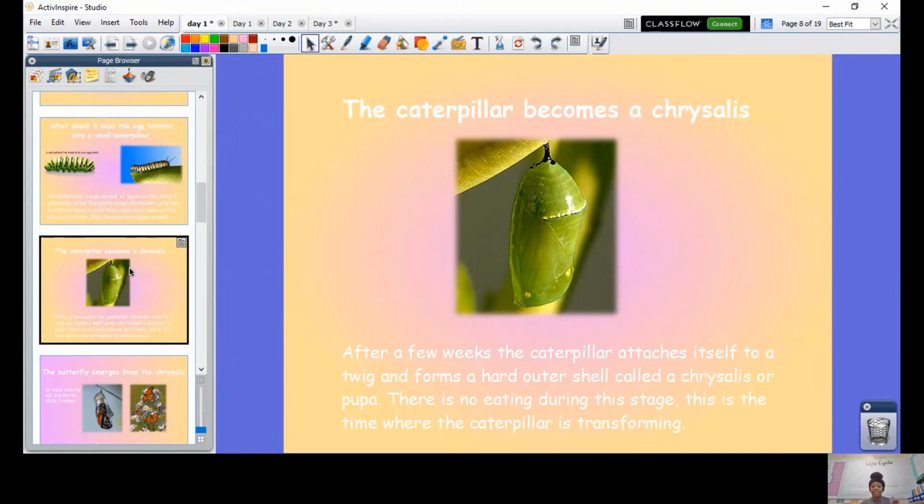The caterpillar attaches itself to a twig and then it forms a hard outer shell called a chrysalis, a pupa, a cocoon, whichever one you want to call it, and they do not eat in this stage of their life. So they spend their caterpillar stage eating lots and lots and lots, but then as soon as they go into their cocoon or their chrysalis, then there is no more eating at this stage, okay? And this is where the caterpillar spends most of its time transforming, okay?